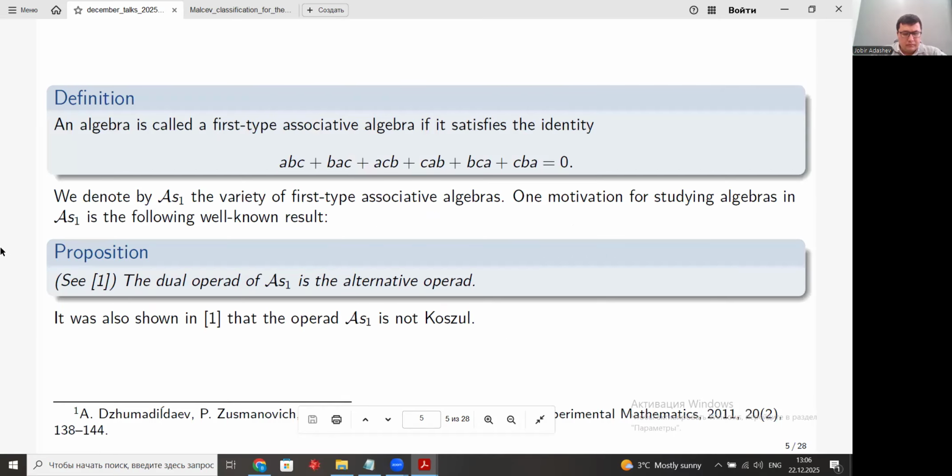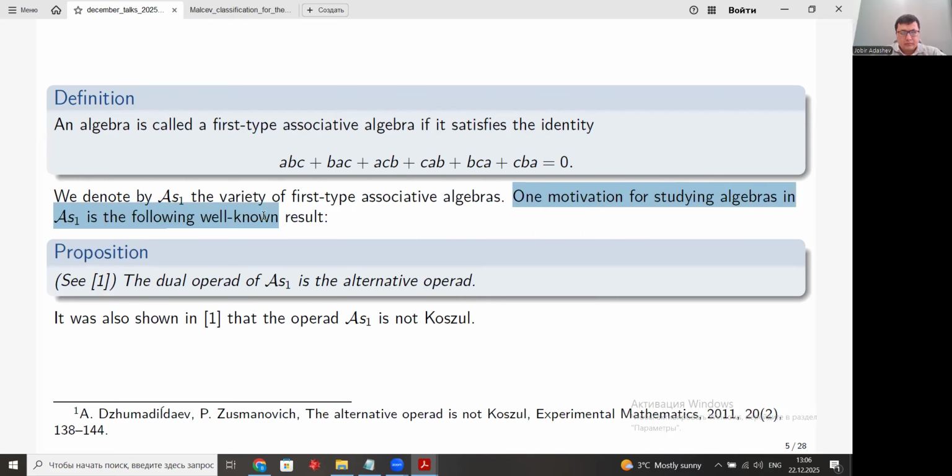Now, the definition: an algebra is called a first type associative algebra if it satisfies the following identity. Let me explain why it's interesting. We denote by S1 the variety of first type associative algebras. One motivation for studying the variety of algebras S1 is the following well-known result.